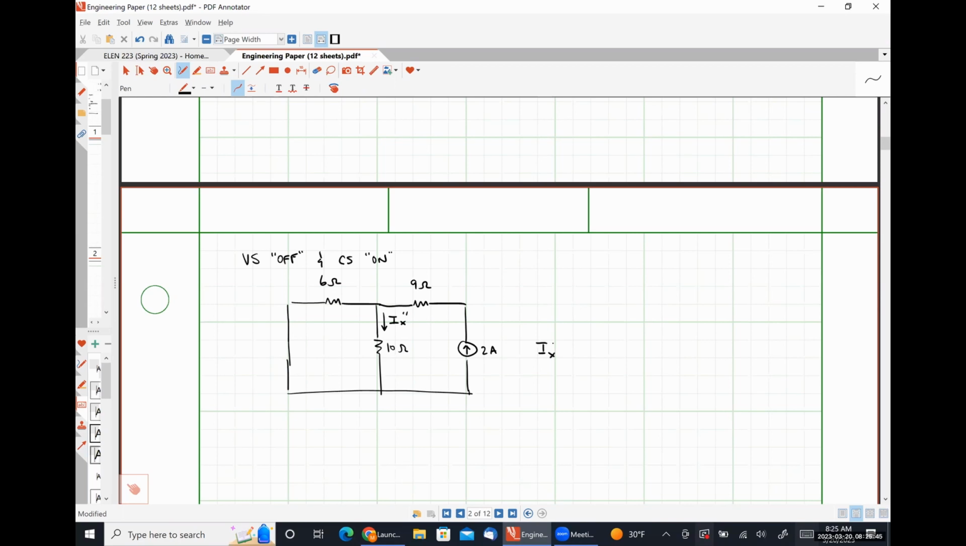And using current division, we could say that IX double prime is going to be 2 amps times 1/10 ohms divided by 1/10 ohms plus 1/6 ohms. So let's see, that's going to be 3/30 divided by 3/30 plus 5/30. So 3/8 times 2 is 6/8.